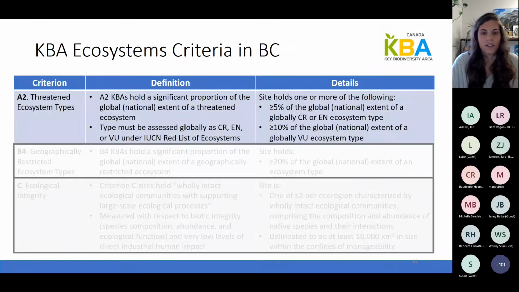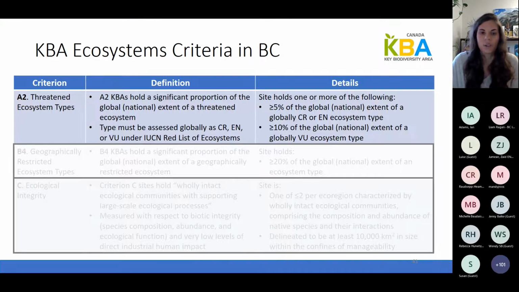So there are three criteria that encompass the ecosystems in the KBA program. The first of those is Criterion A2, which talks about threatened ecosystem types. KBAs that would be designated as an A2 site need to hold a significant proportion of the global, or for national KBAs, the national extent of a threatened ecosystem. So these would be ecosystem types that have been assessed globally as critically endangered, endangered, or vulnerable under the IUCN Red List of Ecosystems. Similar to the Red List of Species, IUCN now has a Red List of Ecosystems that looks at the threatened status of ecosystems around the world.